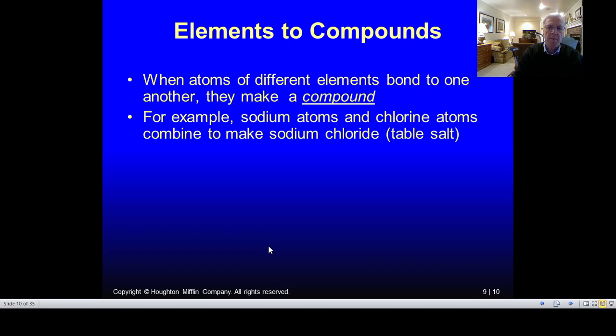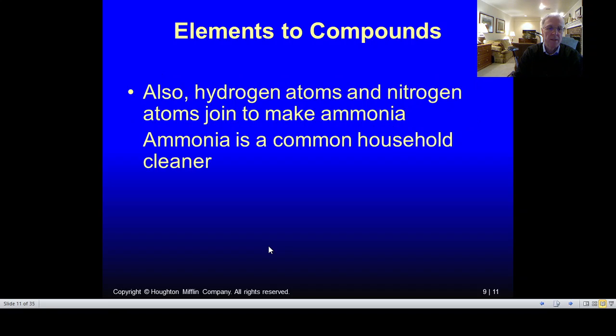Now, when atoms of different elements bond to one another, they form a compound. For example, sodium atoms and chlorine atoms combine to make sodium chloride, which is table salt. So these elements combine to form compounds. Hydrogen atoms and nitrogen atoms combine to make ammonia. Ammonia is a common household cleaner. Ammonia is the common name.